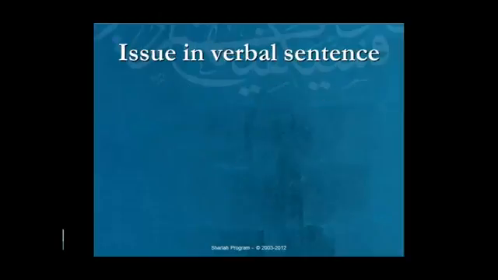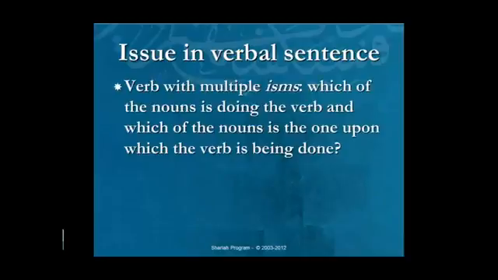Now, here are the 2 issues: the sequence not determining grammar issue. In verbal sentences, this is the problem, because if you have a verb and you have the 2 isms lined up alongside it, then you need some mechanism to figure out which of the nouns is the one doing the verb and which of the nouns is the one upon whom the verb is being done. So every language needs to address this.